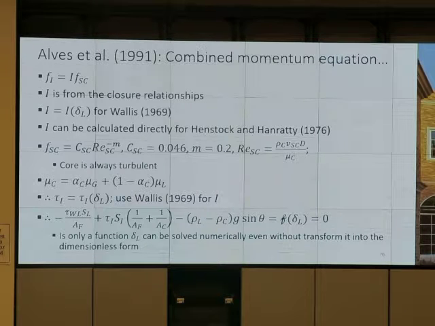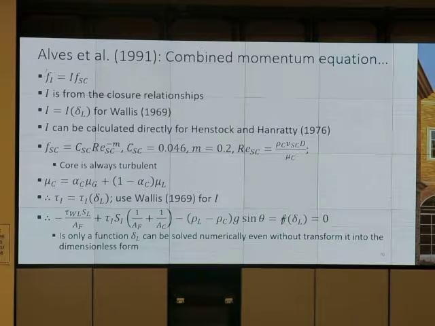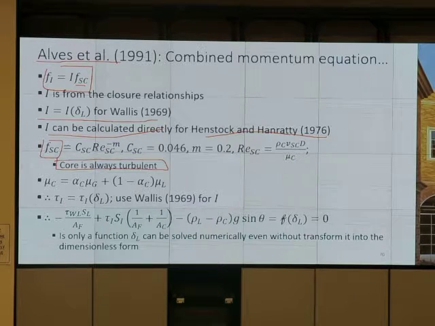In the combined momentum equation, Fi comes from the closure relationship, Fii, Fsc, capital I. Our model uses the Wallace closure relationship. I can also be from Hanratty. Assume the core is always turbulent and get Fsc, rho C, Vsc, d over mu C. Mu C is a weighted average based on the core. Tau I is a function of thickness.